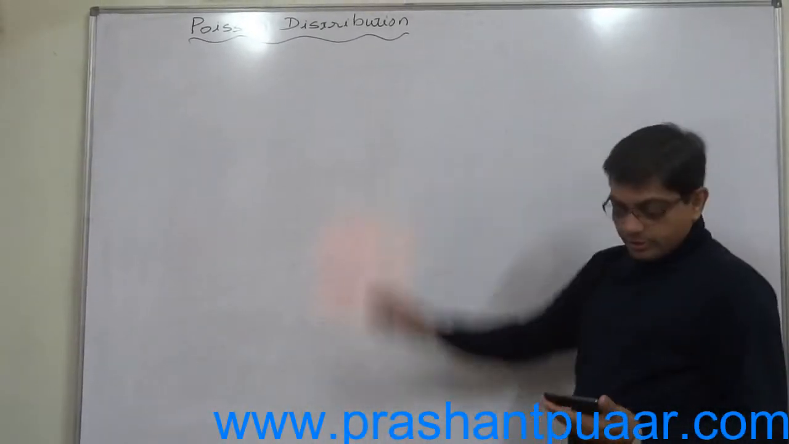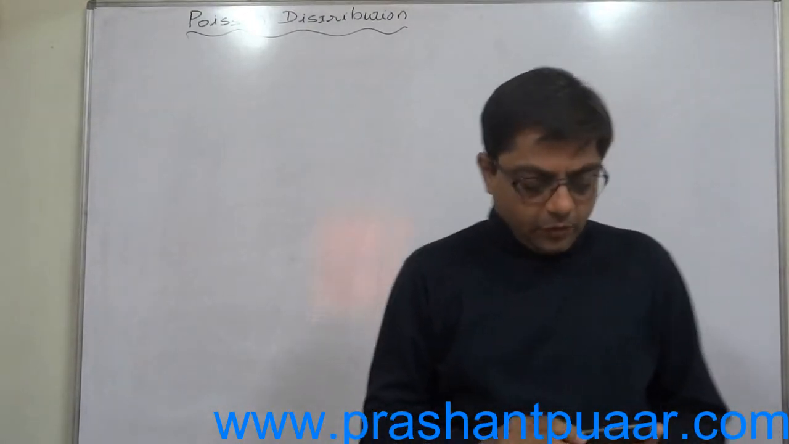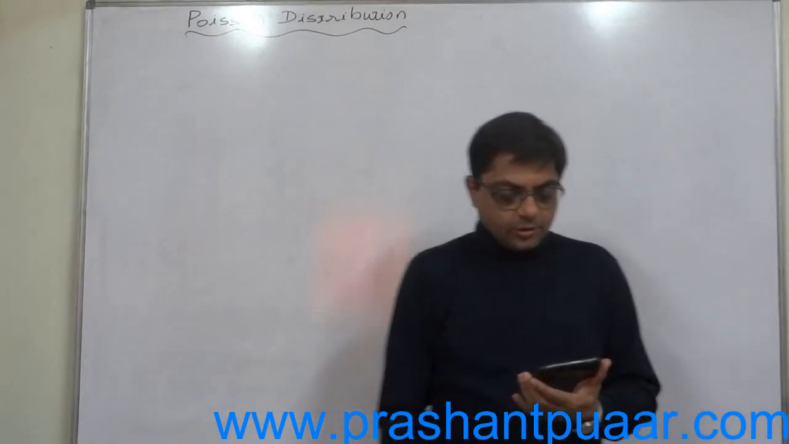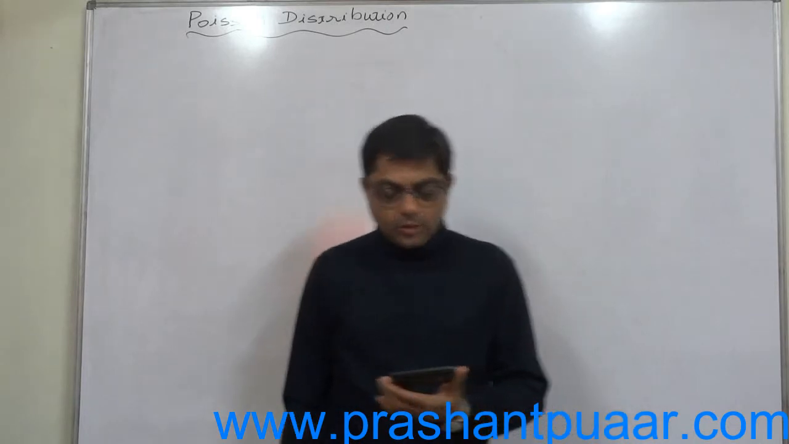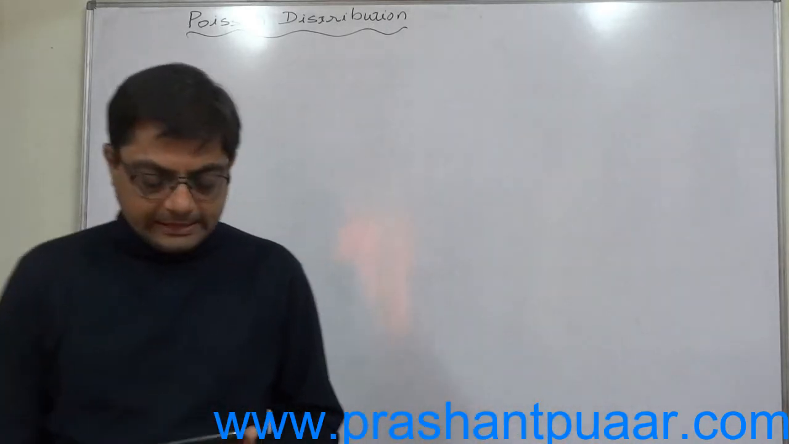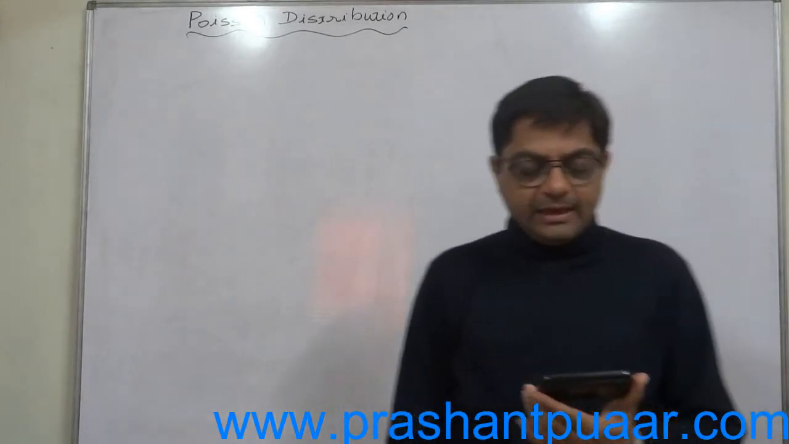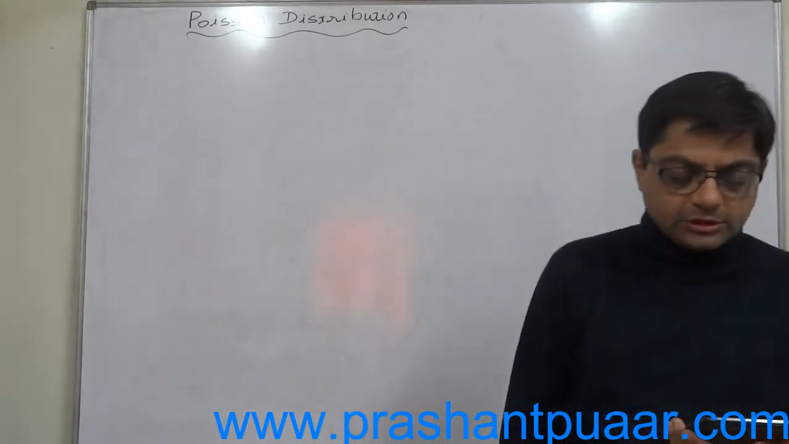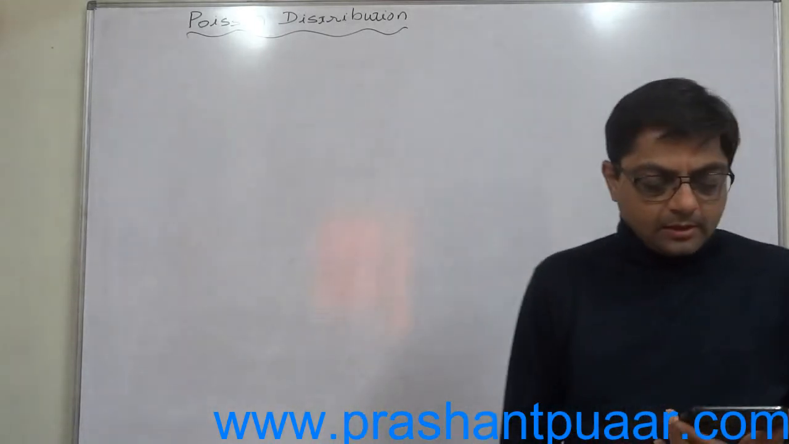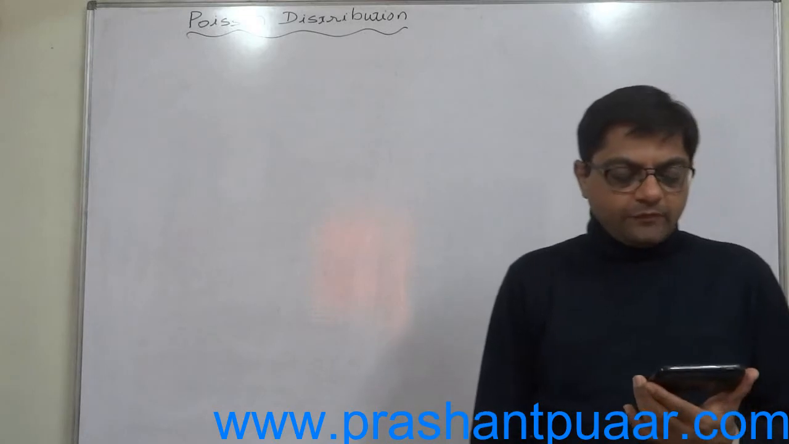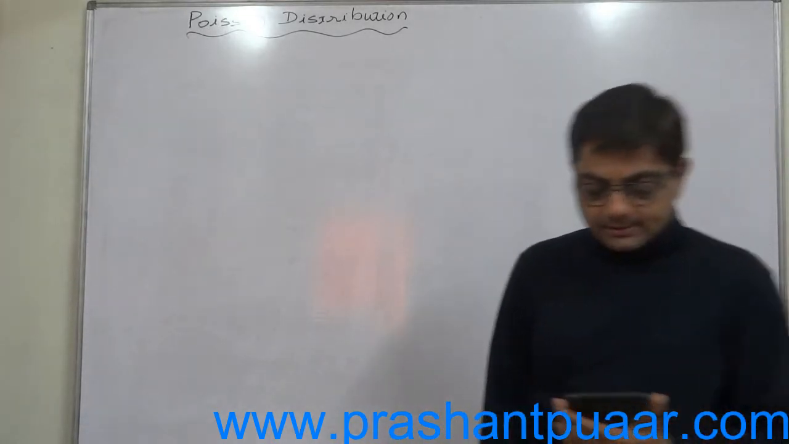Now the next is Poisson distribution, and let us take the first question. Phone calls arrive at the rate of 48 per hour at the reservation desk of a transport company. A. Compute the probability of receiving at least 3 phone calls in a 5-minute interval of time. B. Compute the probability of receiving exactly 10 calls in 15 minutes.